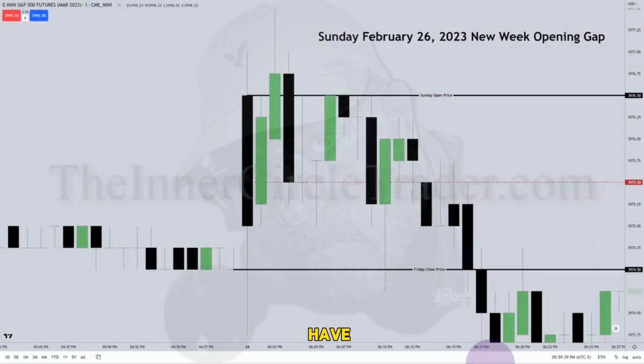Okay, and then we have the following week, which would be Sunday, February 26th, 2023 new week opening gap. Friday's closing price here. Sunday's opening price here. Between the two, 50% consequent encroachment. And incidentally, you can add quadrants. So if you have the low of the new week opening gap, the high of the new week opening gap, you have the 50% based on the fib, midpoint, consequent encroachment.